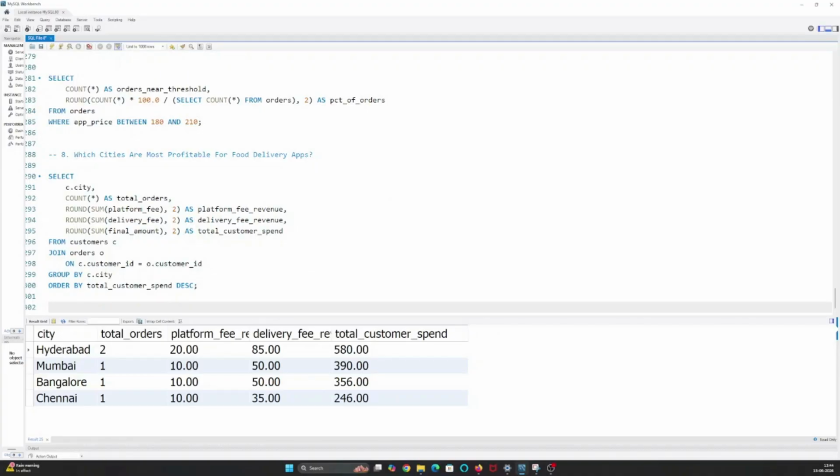At the end of the day, food delivery isn't just about delivering meals, it's a massive data driven business where pricing, customer behavior, and geography all influence profitability. And that's why data analytics is so powerful. What looks like a simple food order is actually a complex business ecosystem involving pricing strategies, customer psychology, subscription models, and revenue optimization. Using SQL, we were able to uncover patterns that most customers never notice.